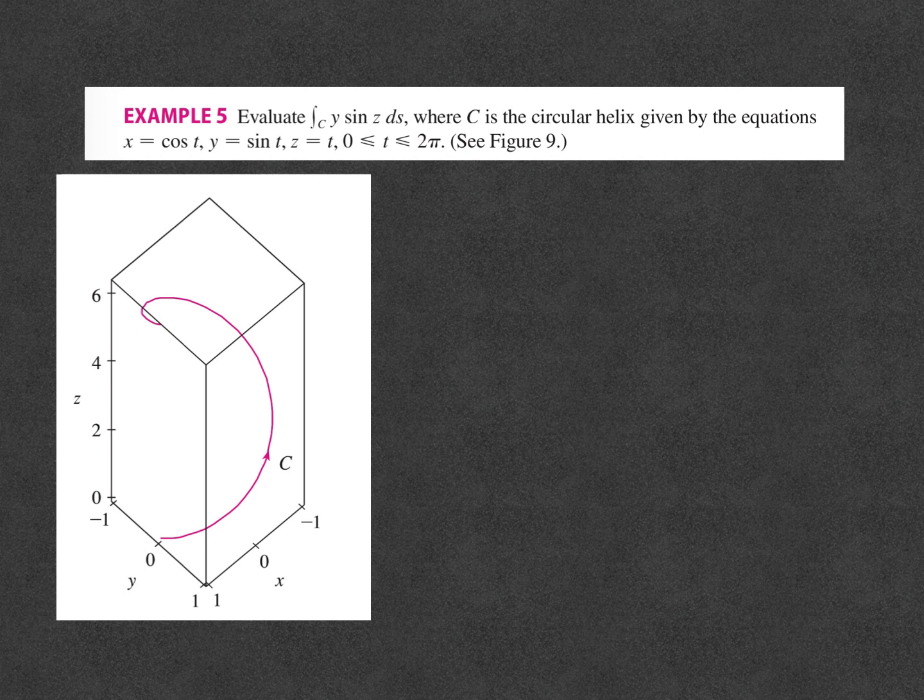All right, evaluate the integral over c of y sine z ds, where c is the circular helix given by x equals cosine t, y equals sine t, z equals t. The bounds are from 0 to 2 pi. I love when they set everything up for you. Don't you love that? It's always so nice. Makes me want to say thank you. That's so sweet. So let's look at the integral over c of y sine z ds.